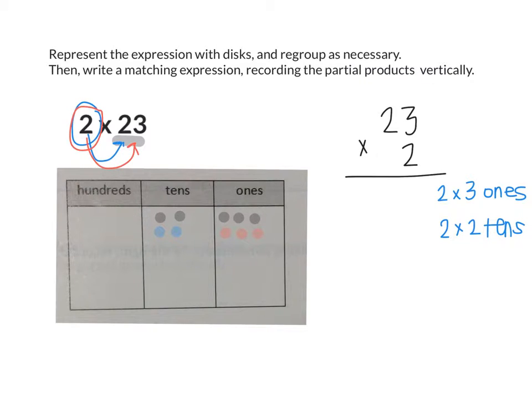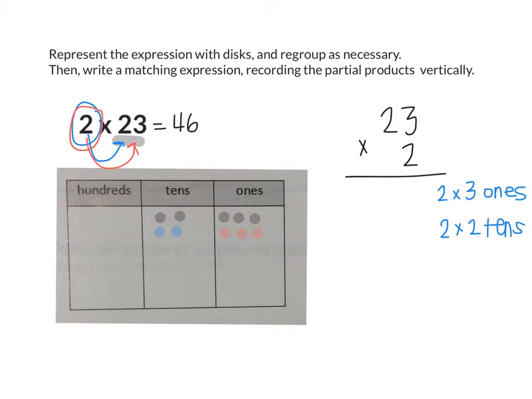So looking at my place value chart, then what's 2 copies of 23? How many tens do I have altogether now? 4. And how many ones do I have altogether? So what's 2 copies of 23? 46. Very good. Now, next to your place value chart, I want you to write 23 times 2 vertically like I did up there.